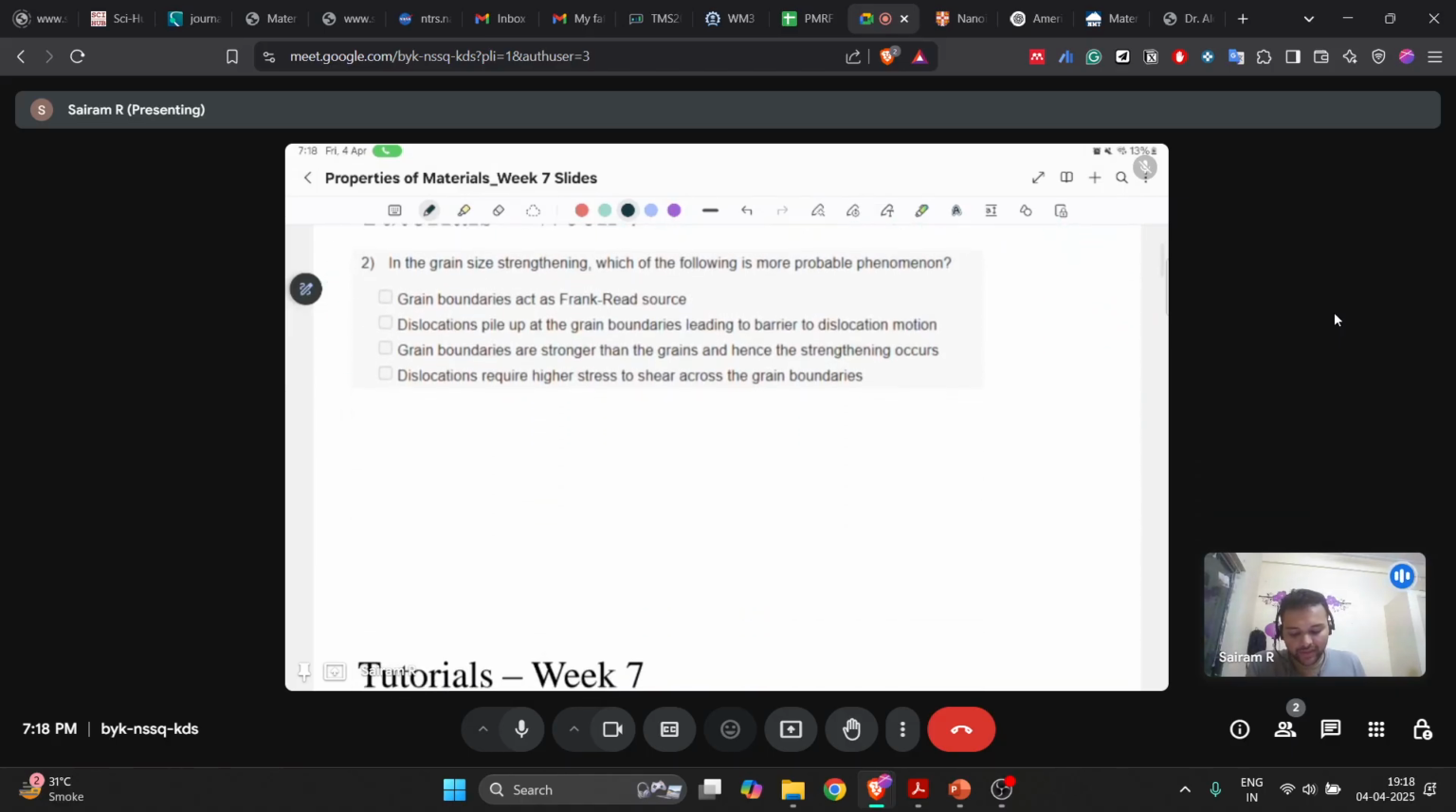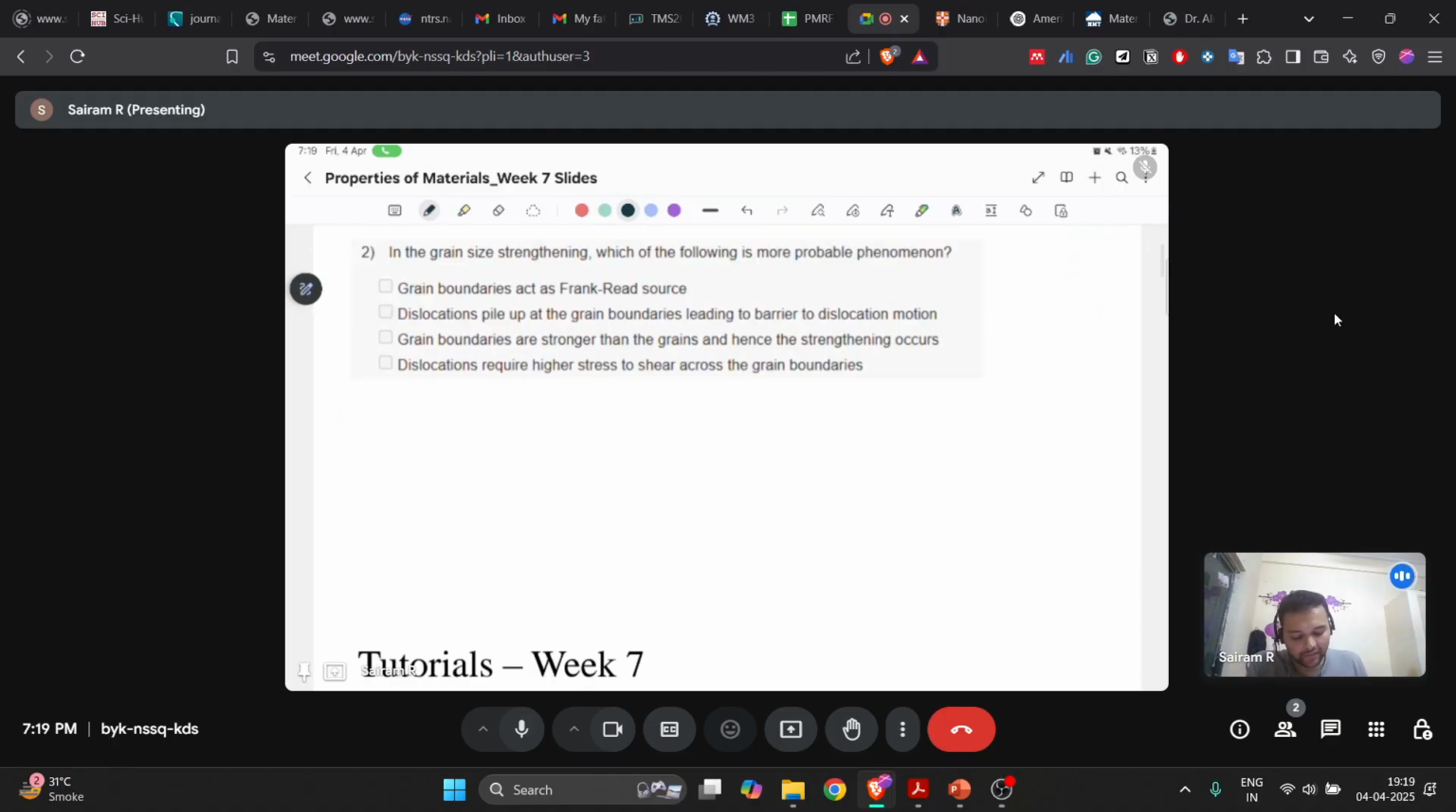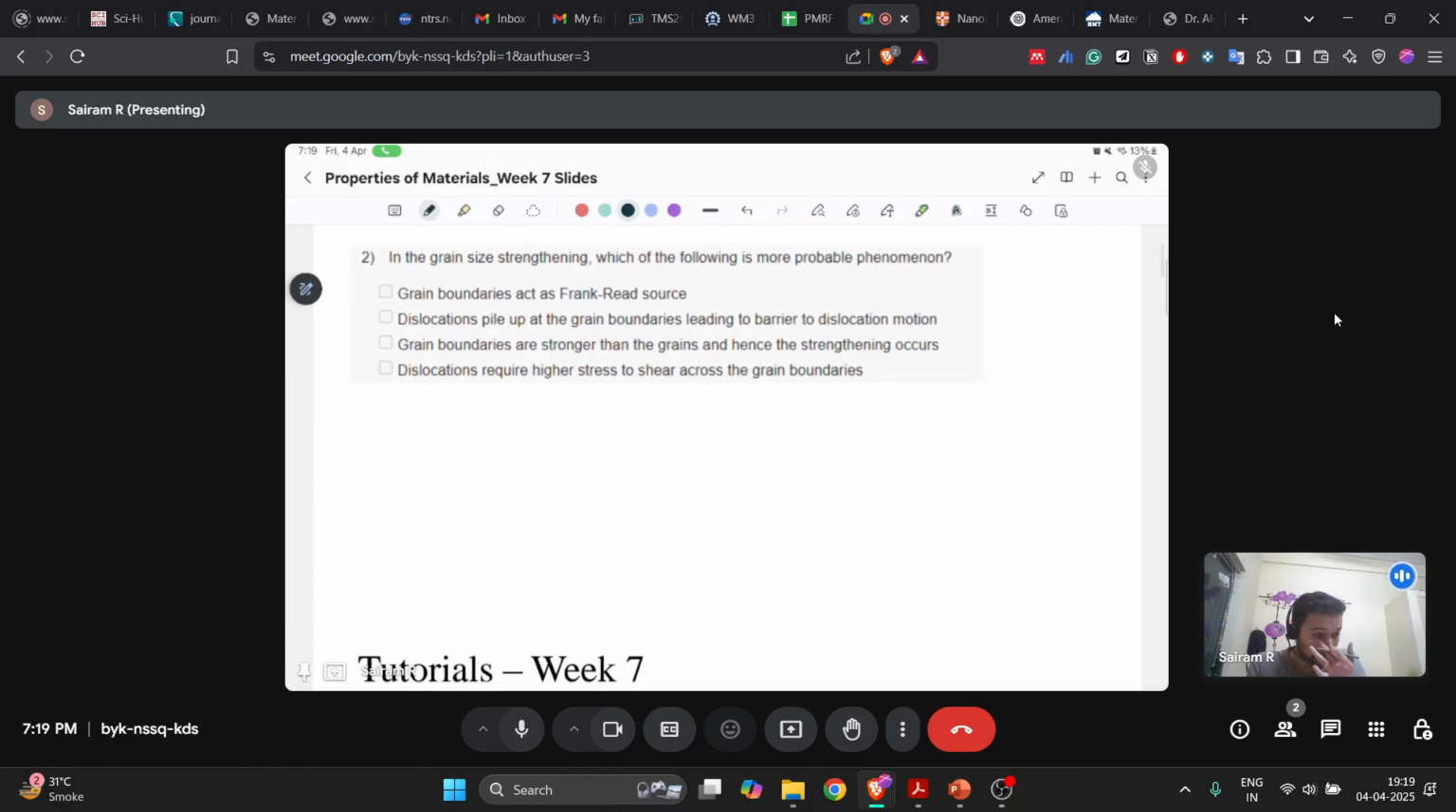Moving on, the second question. In the grain size strengthening, which of the following is the more probable phenomenon? Grain boundaries act as Frank-Read sources. Dislocation pile up at grain boundaries leading to barriers to dislocation motion. Grain boundaries are stronger than the grains and hence the strengthening occurs. Dislocations require higher stress to shear across the grain boundaries.